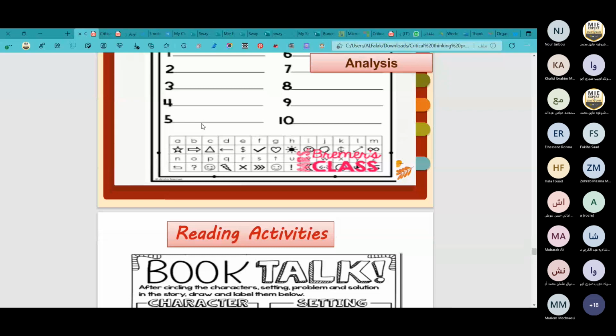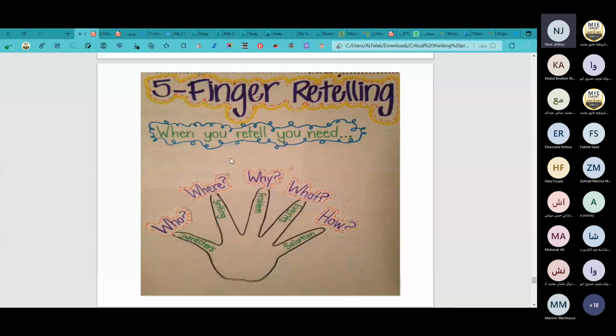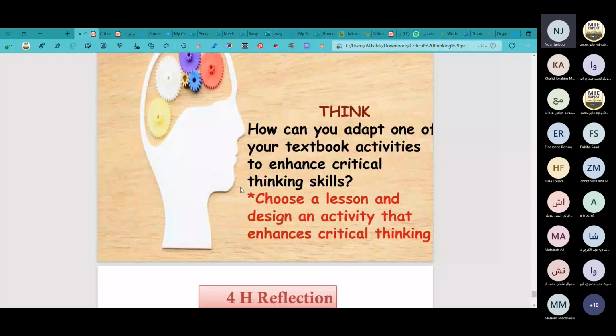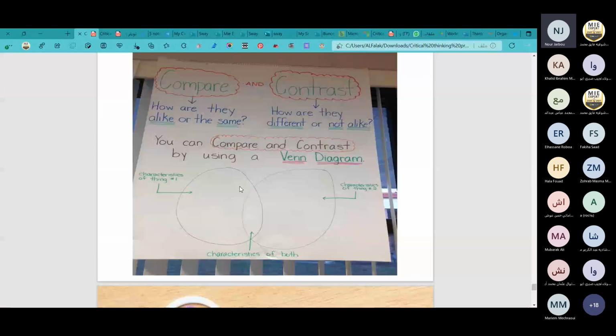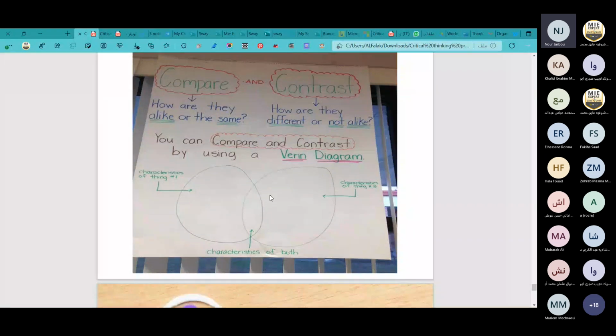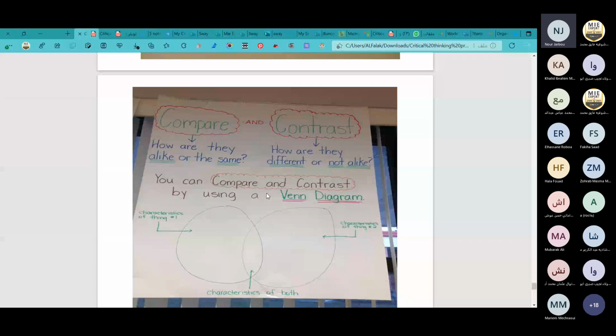Five finger retelling. Students can draw their hands, and each finger has a question, for example, who, where, why, what, and how. And they answer in groups or in pairs. I have also a Venn diagram. It is to compare and contrast between two topics. Students can give you the differences and similarities between two things, and this enhances analysis a lot. They can differentiate between two cities or two tenses according to your topic. You can apply these activities the way you can, and all of them are simple and interesting.